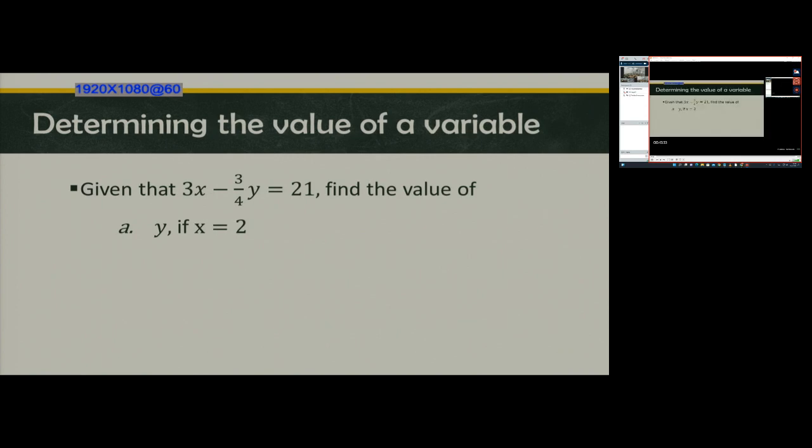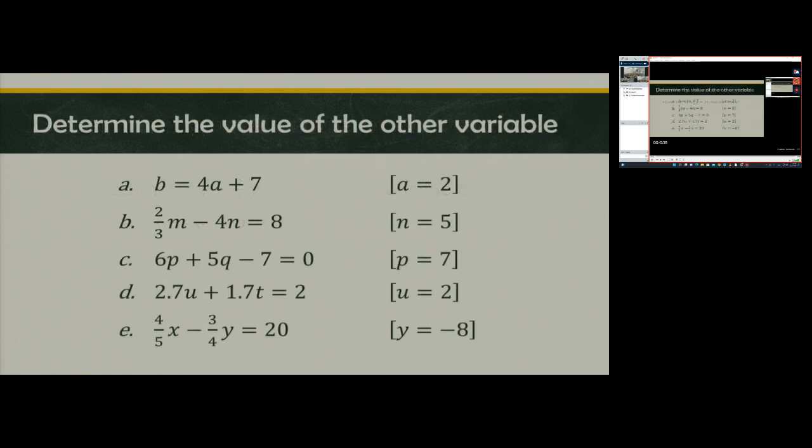So, what I want you to do, I hope that you understand this. I will give you a homework. We love homework, right? Copy and answer on your notebook. Homework: determine the value of the other variable. Now, a is equal to 2, meaning you're going to solve for b. You're just going to substitute, okay? You understand? I hope you do.